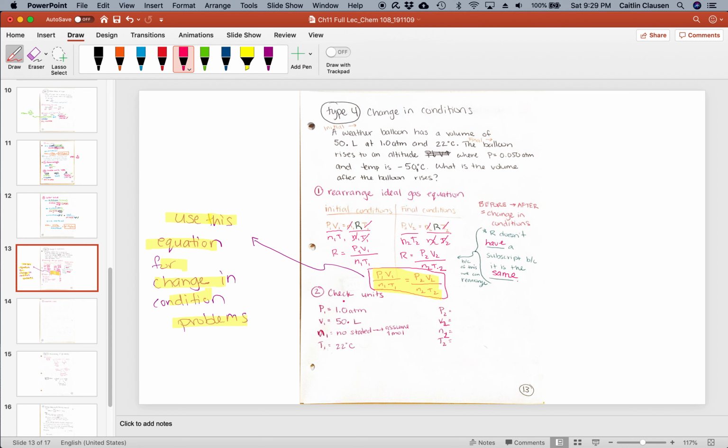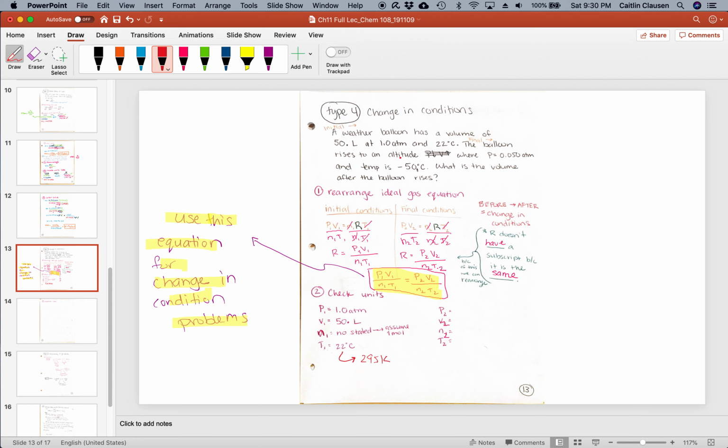So in the initial conditions, we're given 1.0 atmosphere, 50 liters for volume. There's no stated moles, so again, we assume 1 mole. And then we're given 22 degrees Celsius, so we have to convert that to 295 Kelvin.